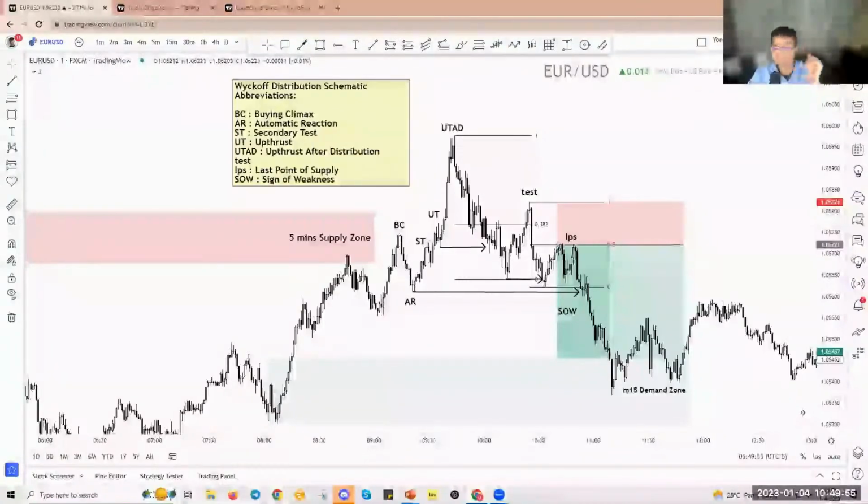Okay, so how's the distribution? How's the accumulation so far? Rate out of 10. Will you guys use the Wyckoff trading strategy in your own trading? Do let me know whether it's a yes or no.